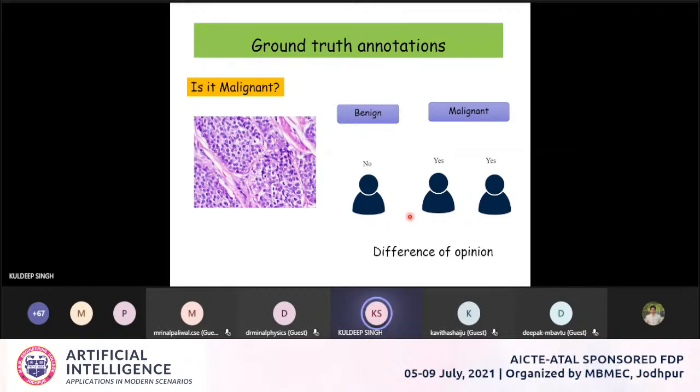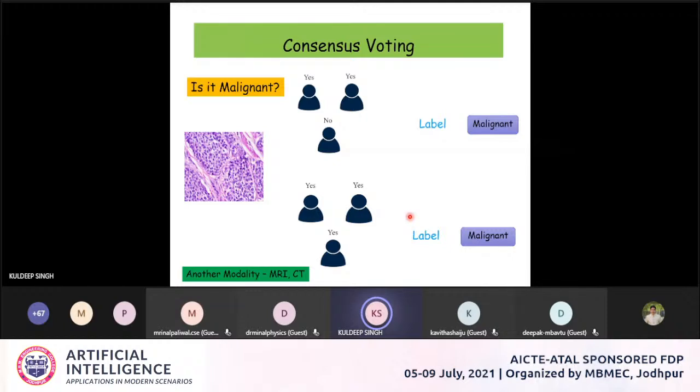So, how do we create this labeled data set? Of course, the expertise of these radiologists or the doctors has to be used while creating these data sets. So the idea is the consensus voting. The label for which the majority of the experts are voting, that particular label will be assigned to the modality.